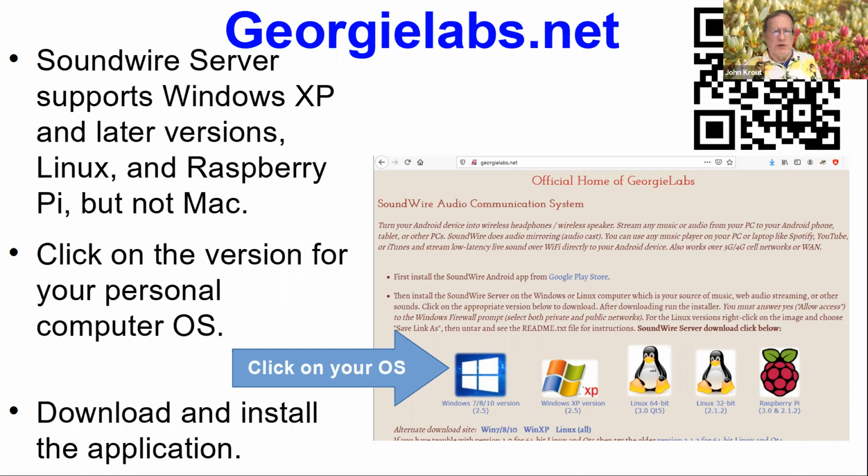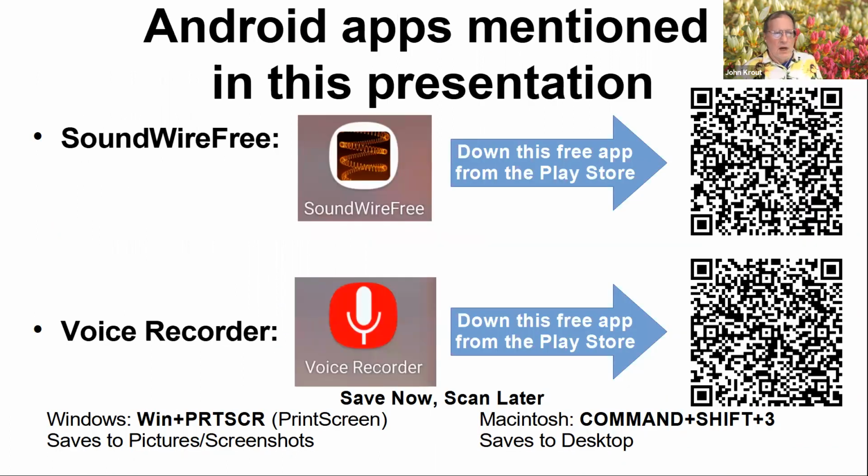Here's georgielabs.net. As I mentioned, this is where you can, for those of you who have an Android, if you want to use SoundWire, this is where you get the computer application. SoundWire free. Here's this. I used the word down instead of download. I think I need to fix that in the blue pointers. You can scan the QR code to download SoundWire free. You can scan the second QR code to download Voice Recorder, both from the Play Store, which means you have to scan them using your phone. And you can save this page too for scanning later on at your convenience after the presentation.